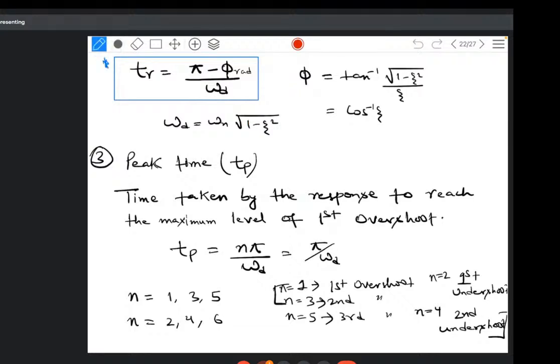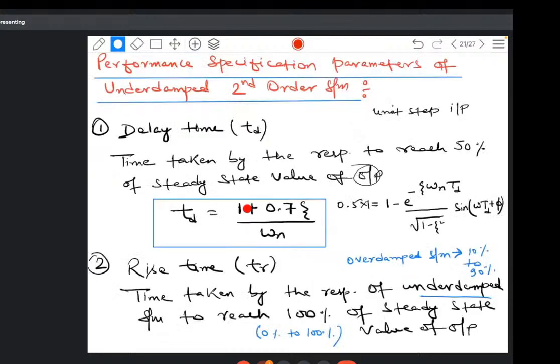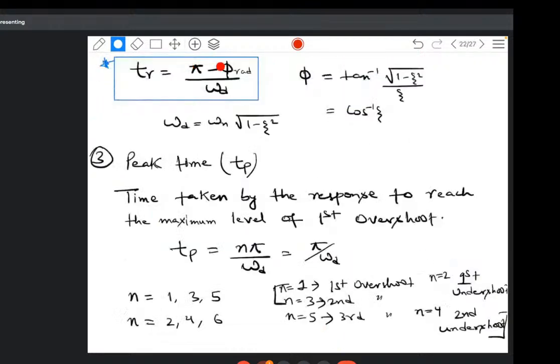You please note it. So Td was (1 plus 0.7 zeta) by omega n. Okay, (1 plus 0.7 zeta) by omega n. And Tr is (pi minus phi) radian by omega d.